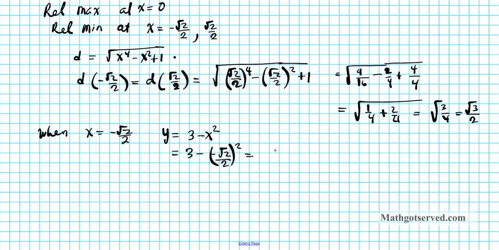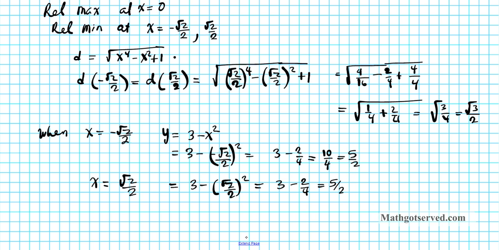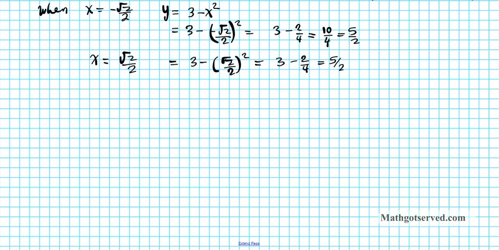So that's going to become 3 minus, if you square root 2, you have 2/4. Then we can express this as 12/4 minus 2/4, which is 10/4, which reduces to 5/2. And when x is equal to root 2 over 2, we're going to have the same answer, because we're squaring the term, so it's going to be 3 minus 2/4, which is also 5/2. All right, so now we're ready to write our conclusion.